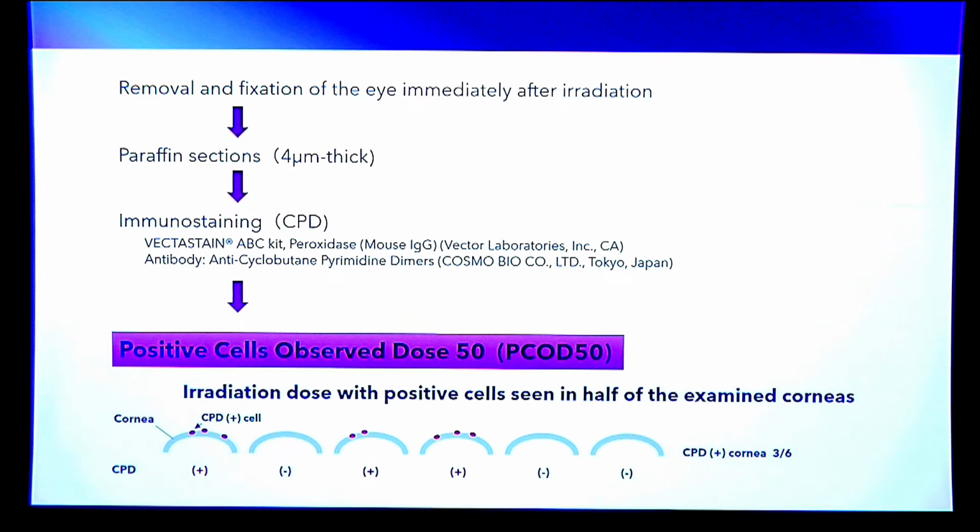Immediately after irradiation, the eyes were removed and fixed, and immunostaining was performed and sections were prepared. Here, we define the positive cells observed dose 50, PCOD 50, as the irradiation dose at which CPD positive cells were observed in half of the examined corneas. For example, if immunostaining is performed on 6 corneas, and 3 corneas are observed to have CPD positive cells, the irradiation dose to that cornea is PCOD 50.